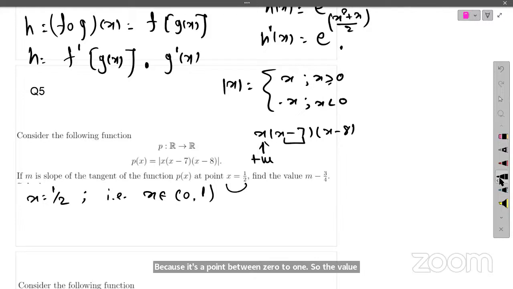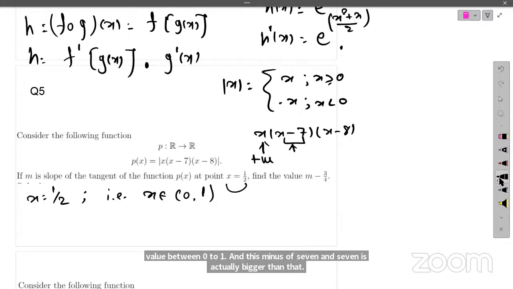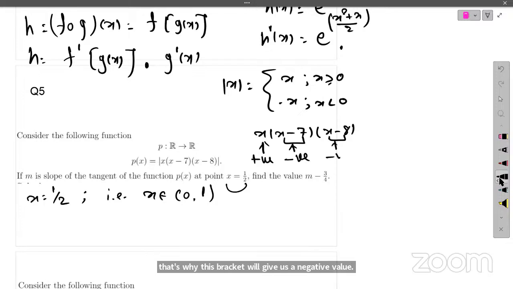But here, x minus 7 will be negative, because we are substituting in place of x any value between 0 to 1, and 7 is actually bigger than that. So this bracket will give us a negative value, and this bracket also gives us a negative value from the same concept. So ultimately, if we take any point between 0 to 1, this whole expression x into x minus 7 into x minus 8 will give us a positive value, correct?